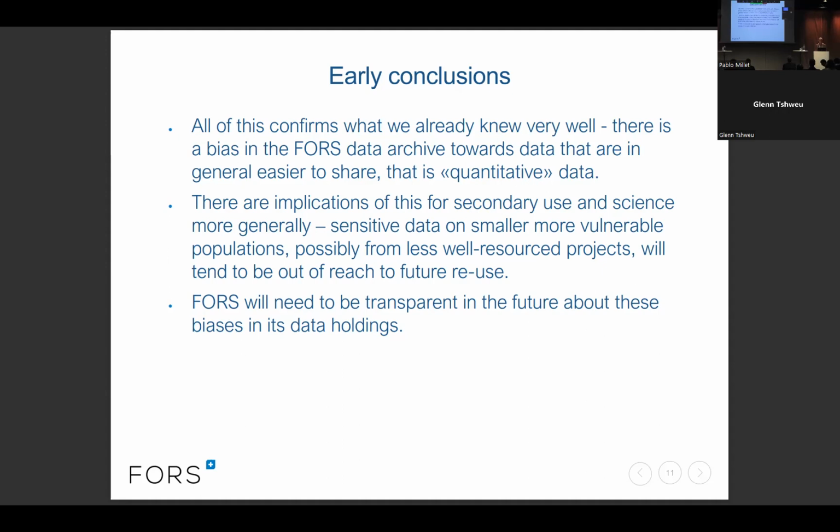And we think that there are implications of this bias with respect to secondary use, but more generally with respect to science. It means that sensitive data on smaller, more vulnerable populations, possibly from less well-resourced projects, will tend to be out of reach for future use. So it means that quite a lot is effectively invisible to science in terms of potential for reuse. And we need to probably reflect more about what this means, and also perhaps be more transparent about this with our user communities, so that they're also aware of what we have and what we don't have.